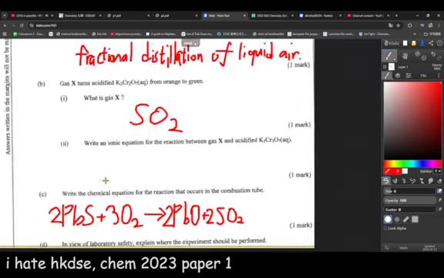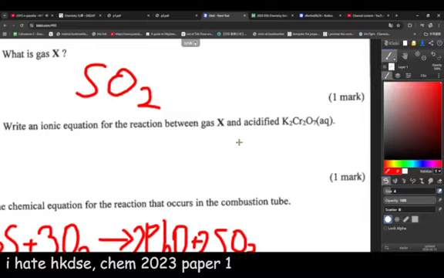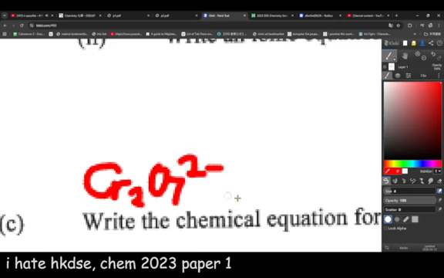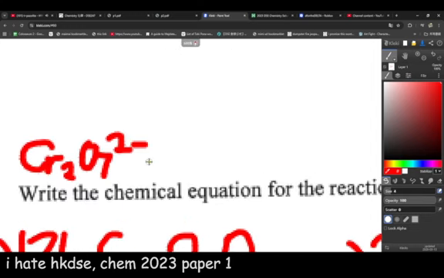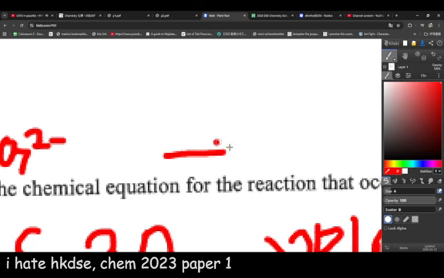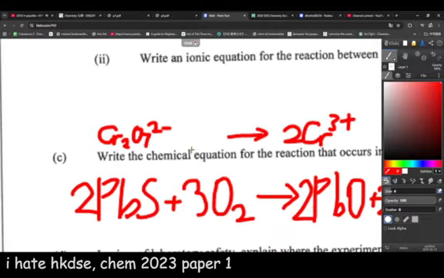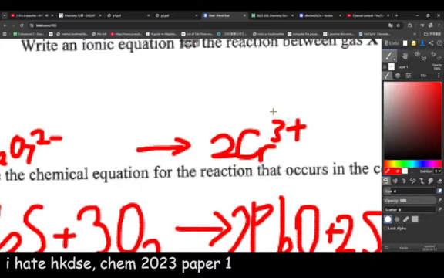Write an ionic equation for the reaction between gas X and acidified dichromate. This is redox. I'm surprised they're asking redox so early, but you can't really predict this. It's really hard to turn half equations into a full one, so you have to look very closely. Remember what this gives after it gets reduced. It gives 2Cr3+. Cr3+ is the ionic form of chromium, and there are two chromiums here, so it gives two chromium ions.